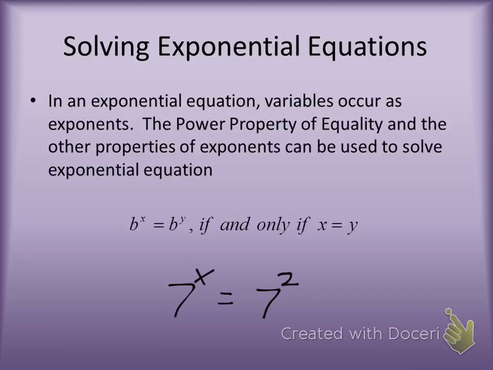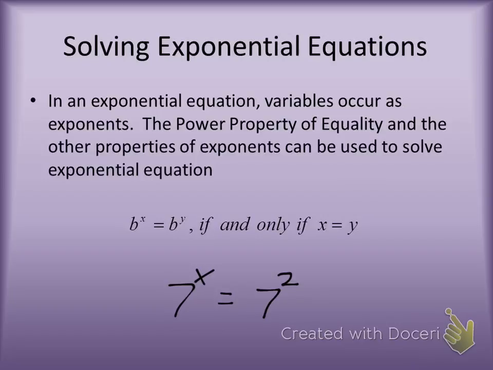7 to the x equals 7 squared. If that's going to be an equal statement, what does x have to be? 2. It has to be 2, which is the same as the exponent on the other side. Otherwise, if it's anything besides 2, they're not equal. So it has to be 2.